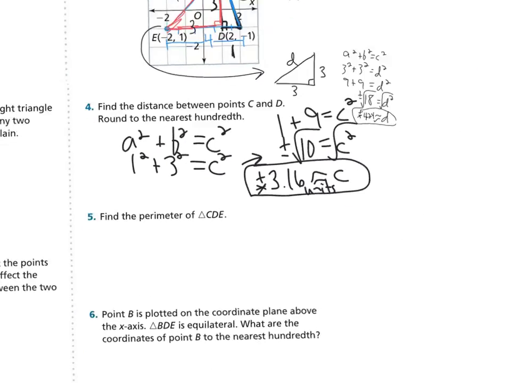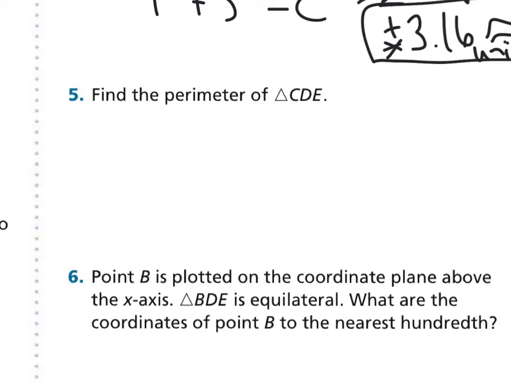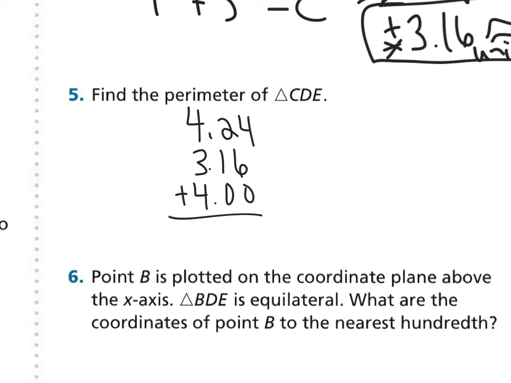So we're just going to be adding those together. So 4.24, 3.16, and 4. And if you add those together, that would be about 11.40 units if you want.